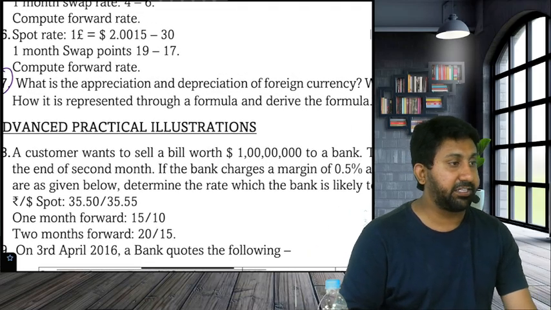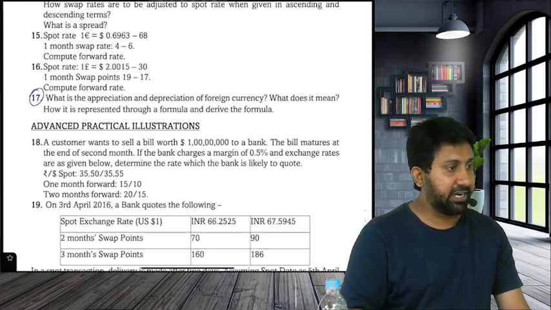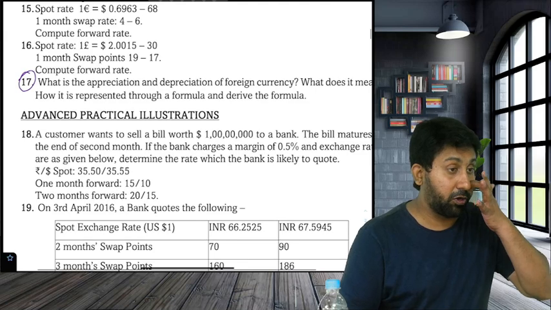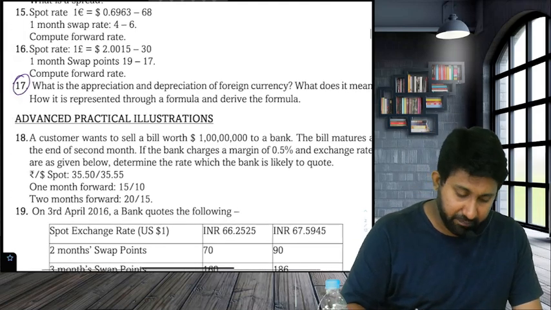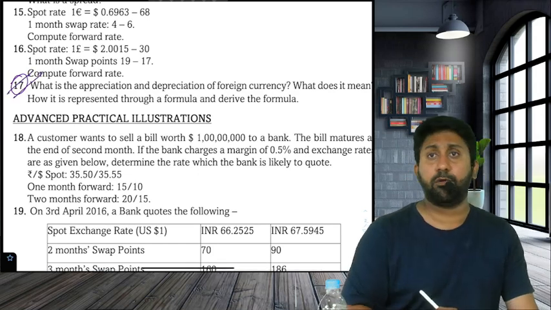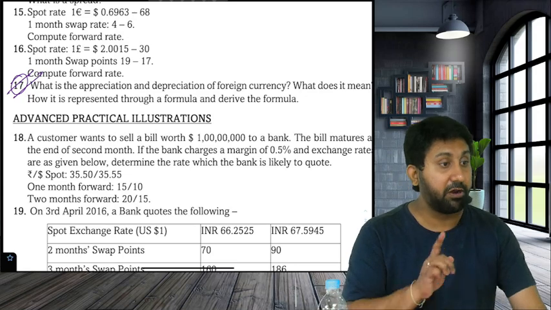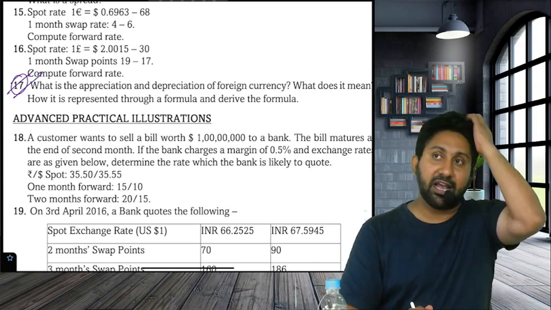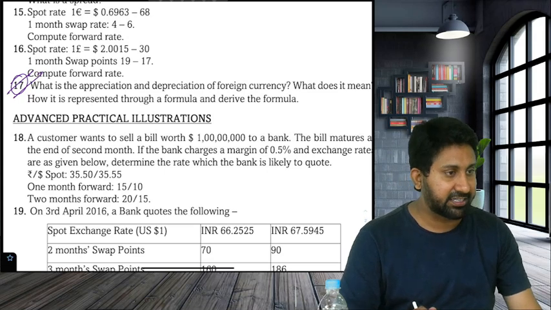What is appreciation and depreciation of foreign currency? What does it mean? How is it represented through a formula, and derive the formula. Okay. So now this is one very important concept, and it will be useful when we are doing a concept called covered interest arbitrage.